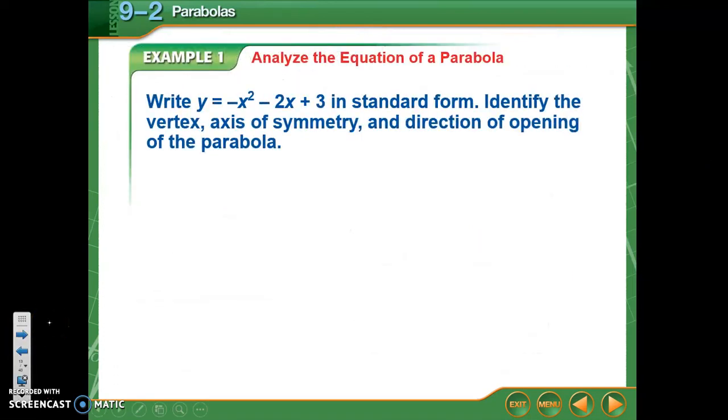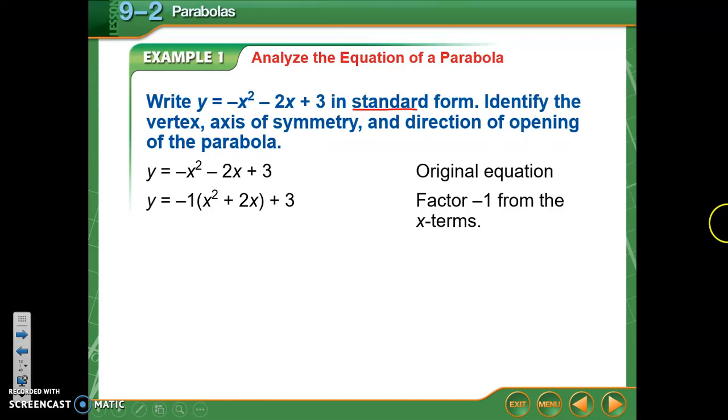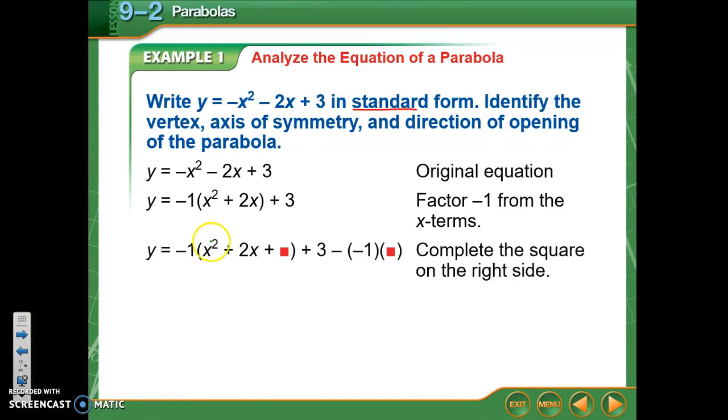So let's take a look at the first example. We're going to write this equation. This is an equation in general form. We're going to write it in standard form. And we're going to find the vertex, the axis of symmetry, and the direction that it opens. So in order to write this in standard form, we are going to have to complete the square. So we're going back to some stuff that we did in first semester.